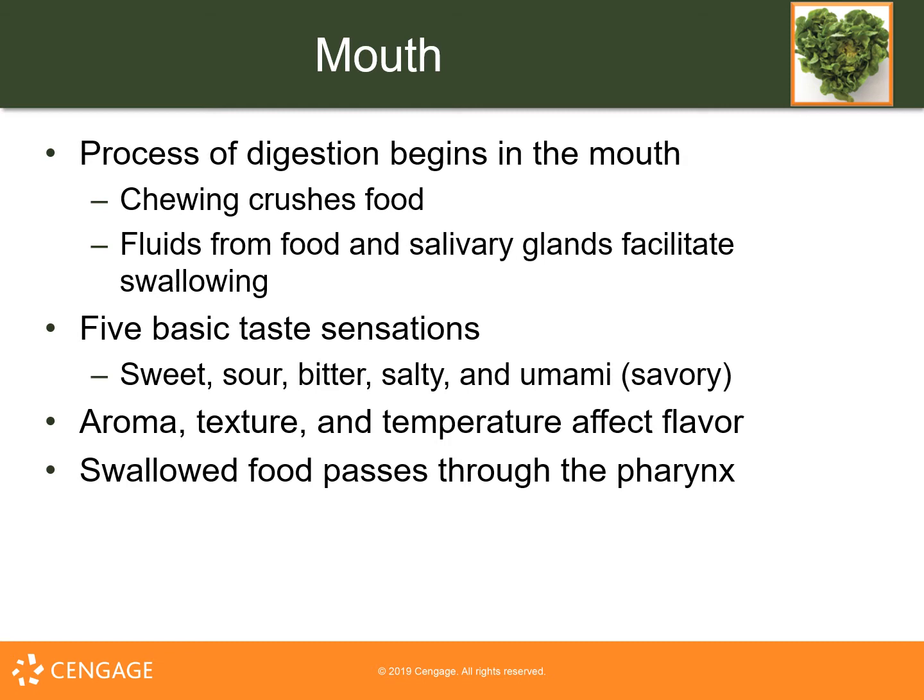You have 5 basic taste sensations: sweet, sour, bitter, salty, and umami. Aroma, texture, and temperature will affect flavor. Swallowed food passes through the pharynx. And remember, the pharynx is the shared tube before separating into the esophagus.